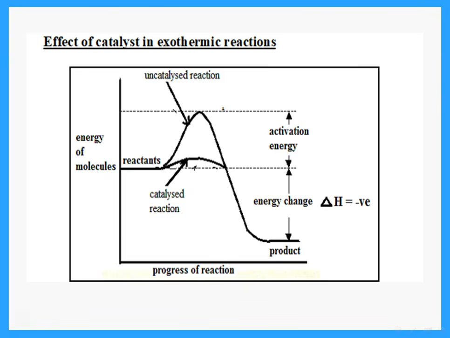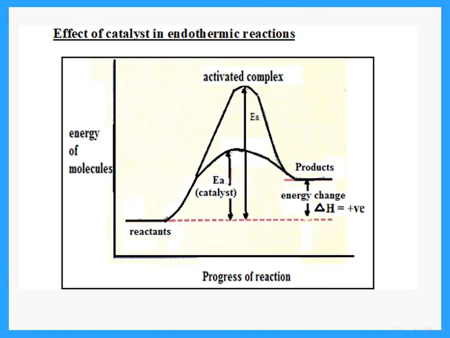Remember that we said the activation energy is the difference in energy from the reactants to the top. That top is where you have the energy of the intermediate. So with an uncatalyzed reaction, the energy of activation is very high. With a catalyzed reaction, it lowers the activation energy, and that means there will be more particles that can collide and react because they will have enough energy to do that. So for an exothermic reaction or for an endothermic reaction, the catalyst lowers the activation energy.